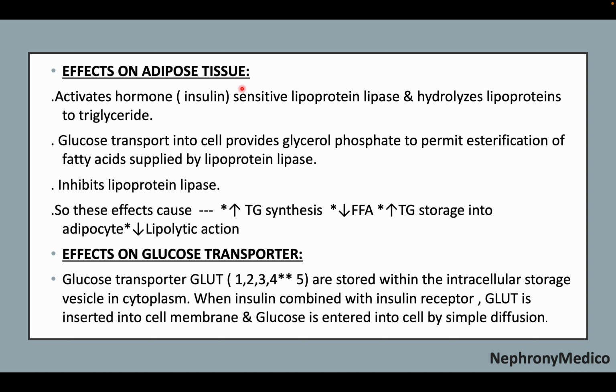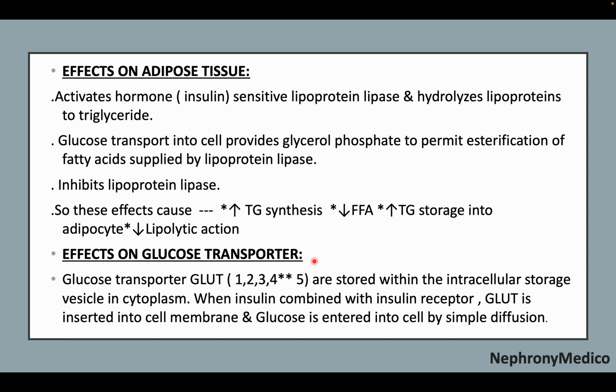Now, effects on adipose tissue. It inhibits hormone-sensitive lipase, which hydrolyzes lipoproteins to triglyceride. It activates lipoprotein lipase and causes an increase in TG synthesis, reduced free fatty acids, increased triglyceride storage in the adipocyte, and reduced lipolytic action.